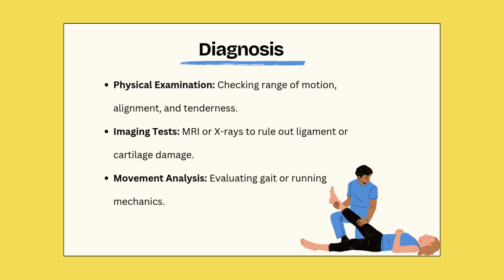Movement analysis, evaluation of gait or running mechanics. When you have a person that has an actual knee overuse injury, there could be some substitution patterns or protective patterns that become very prominent because of the pain they're experiencing. So that adjustment in the gait or the movement mechanics needs to be analyzed or assessed to see if there are some things that possibly need to be corrected.